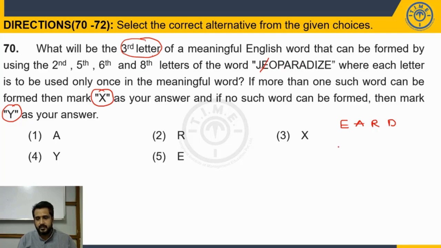Let's cross check it. One of the meaningful words that can be formed is dear, and another one is read and dare, and so on, whatever it may be. More than one such word can be formed, so your answer is X. So choice 3. Don't try to find how many meaningful words there are. Go according to the question. If one meaningful word can be formed, then the third letter of the word is your answer. If more than one, X is your answer. If no such word can be formed, Y is your answer. That's it. So more than one such word can be formed, then the answer is X.